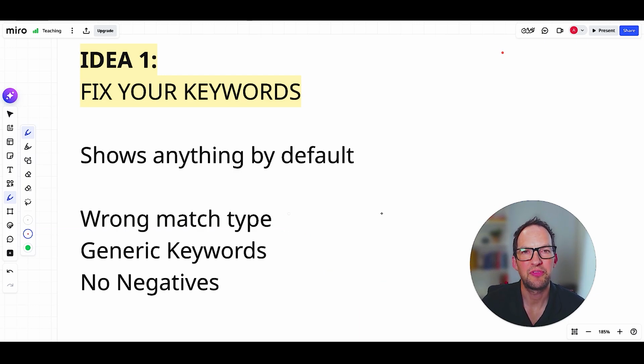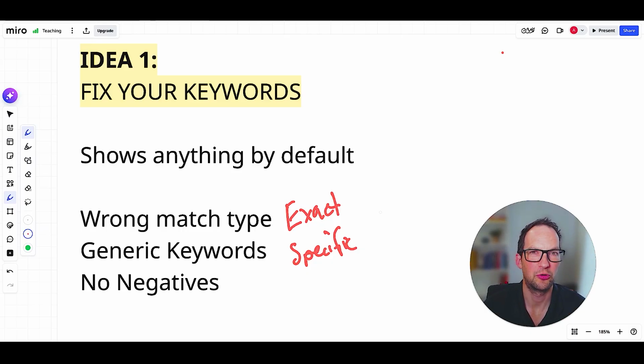So just to recap, with your keywords, you want to be starting with exact match, and you want to be using really specific keywords like roof replacement and your town, or even a specific type of roof like shingle roof, or if you're in Australia, colour bond roof. Those sort of keywords are going to give you the best chance of success.